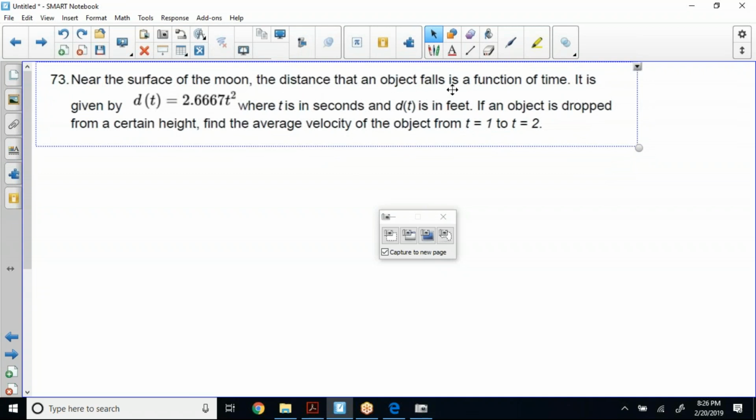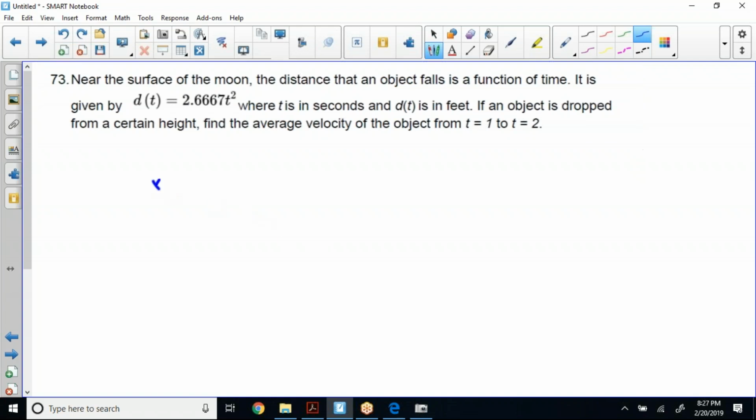Near the surface of the moon, the distance that an object falls is a function of time. It's given by d of t equals 2.6667 t squared, where t is in seconds and d of t is in feet. So the output's in feet and the input's in seconds. If the object's dropped from a certain height, find the average velocity. That's the average rate of change, right? The slope of the object when t equals 1 and t equals 2.